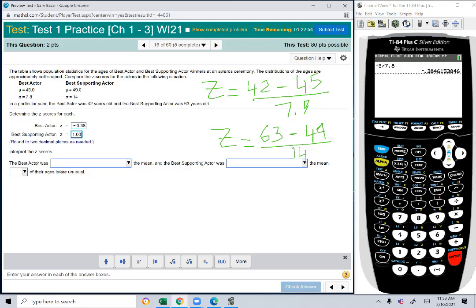Interpret the z-scores. Let's see. The best actor was less than 1 standard deviation below the mean. Why below, guys? Because it's negative. And why less than 1 standard deviation? Because I got 0.38, which is less than 1. And the best supporting actor was 1 standard deviation above the mean.